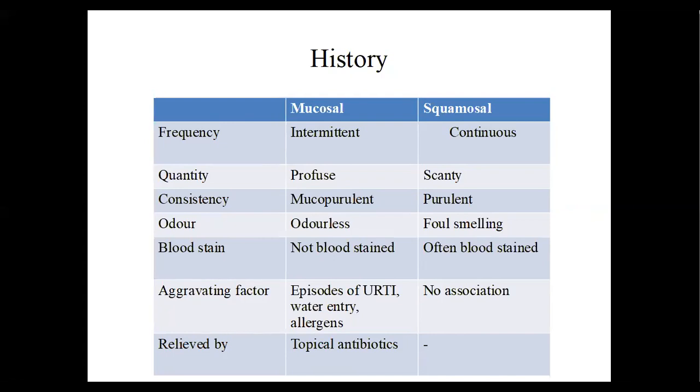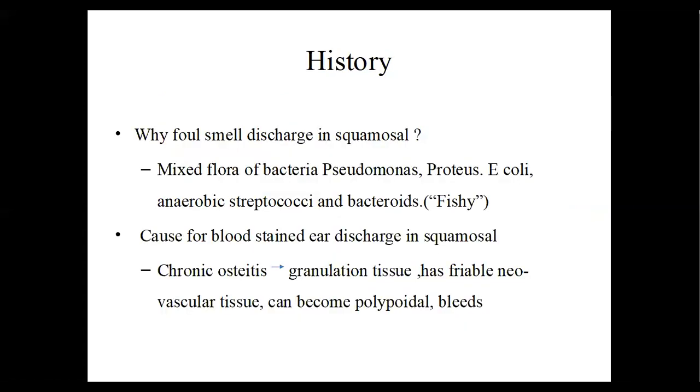Then coming to the next complaint, this is just a brief summary of what I just told. The foul smelling discharge is mainly because of the Pseudomonas and certain groups like Proteus mirabilis, Escherichia coli and certain anaerobic streptococci. And blood stained discharge, remember, is because of the chronic osteitis and the granulation tissue, which are polypoidal and easy to bleed.